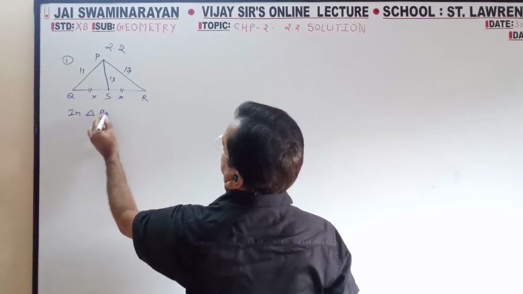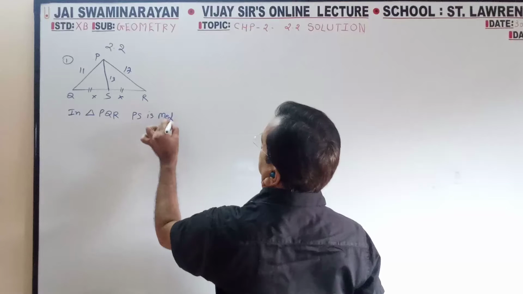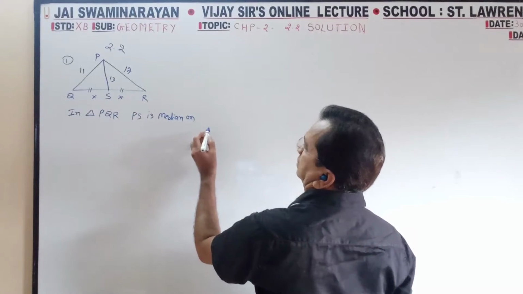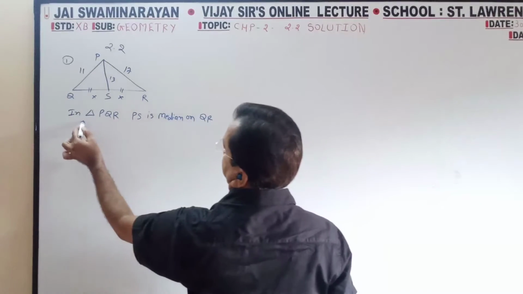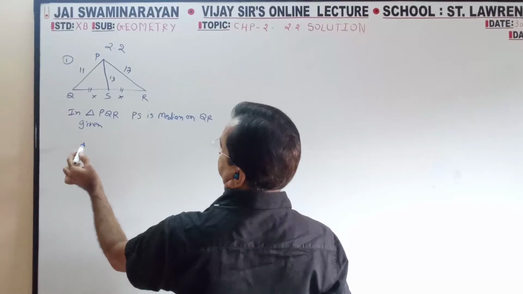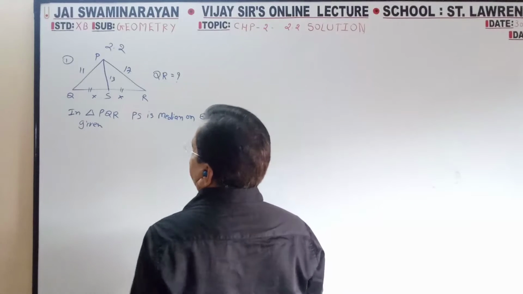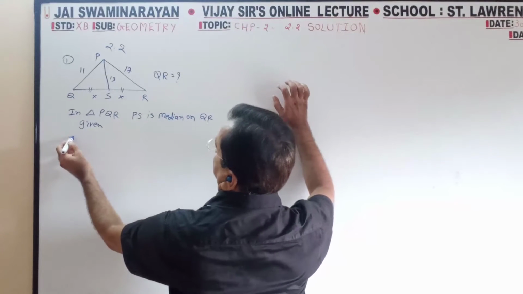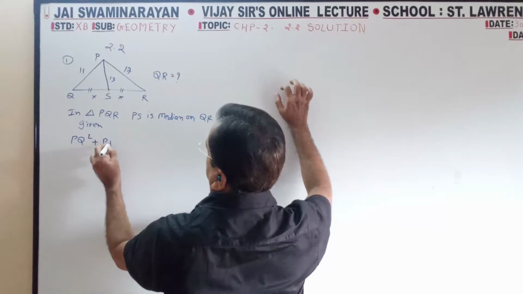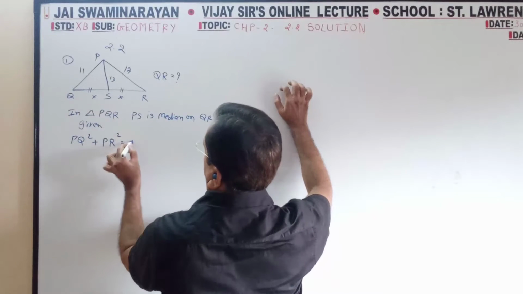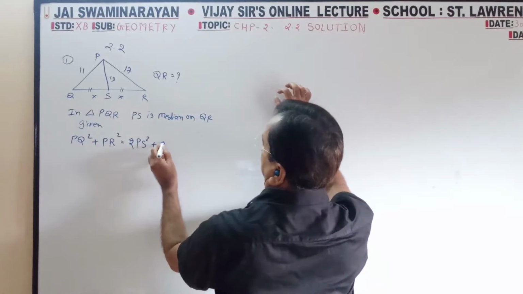In triangle PQR, PS is the median on QR, that is given. QR is the question, right? So by Apollonius theorem, left side square plus right side square is equal to 2 of PS square plus 2 of QS square.